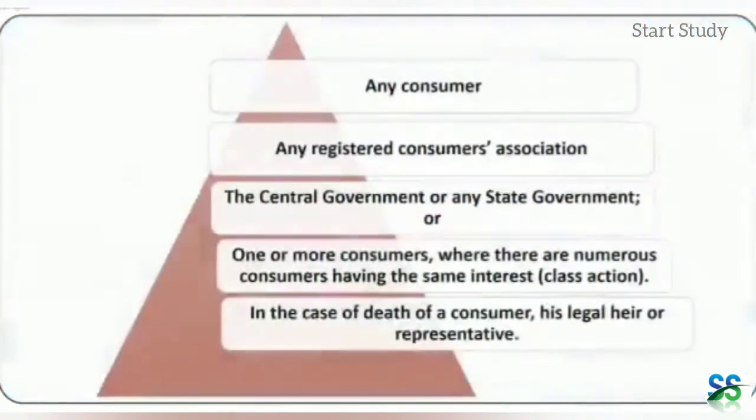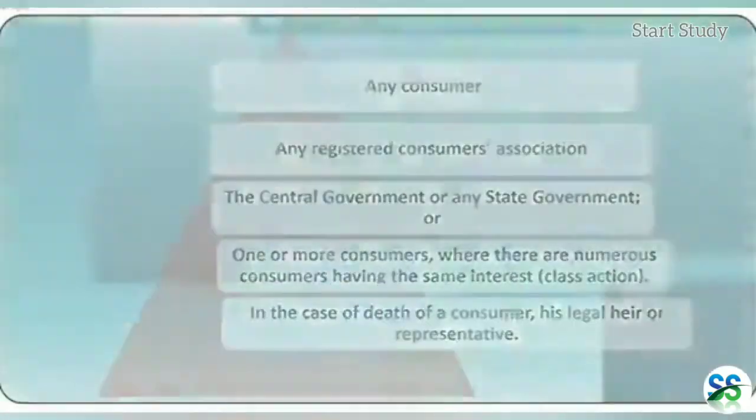Complainant. Action before the appropriate consumer forum, redress agency, can be initiated by making a complaint against the goods sold or the service provided. Such a complaint can be made by any consumer, any registered consumers association, the central government or any state government, or one or more consumers where there are numerous consumers having the same interest or class action, or in the case of the death of a consumer, his legal heir or representative.